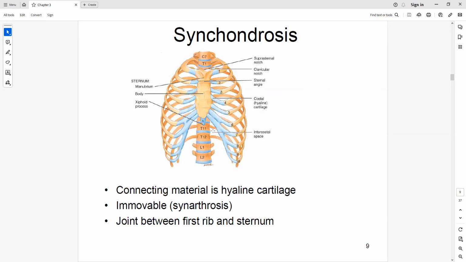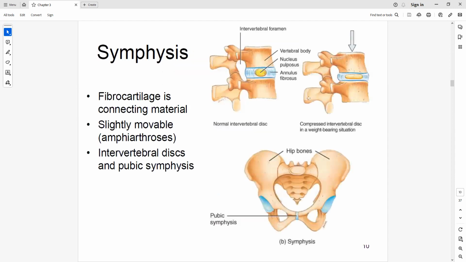Here is the synchondrosis. This is exemplified by the joint of the first rib to the sternum, and here's this hyaline cartilage piece that forms an immovable joint. Symphysis, again, this is a cartilaginous joint type. We mentioned this in the lab. Intervertebral disc was our example, but we also have one in the pubic symphysis. These are slightly movable joints.